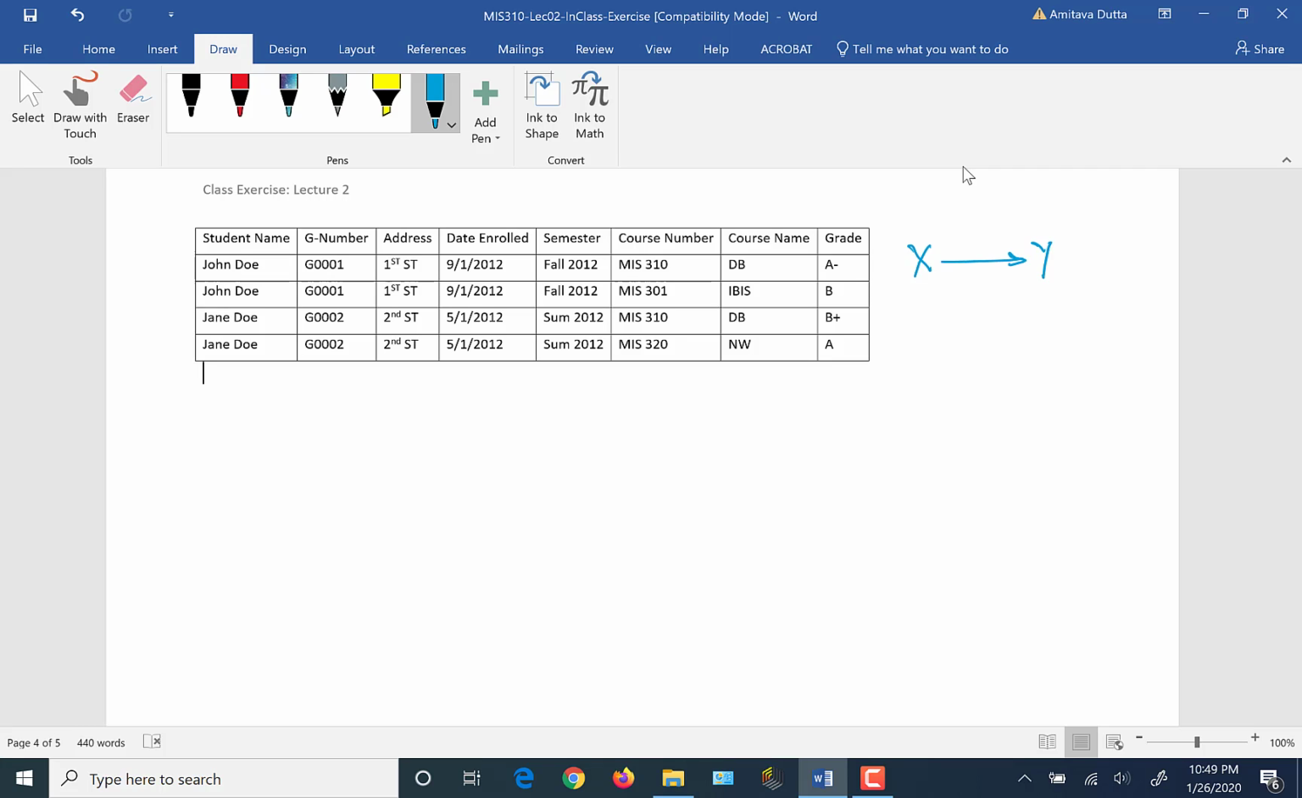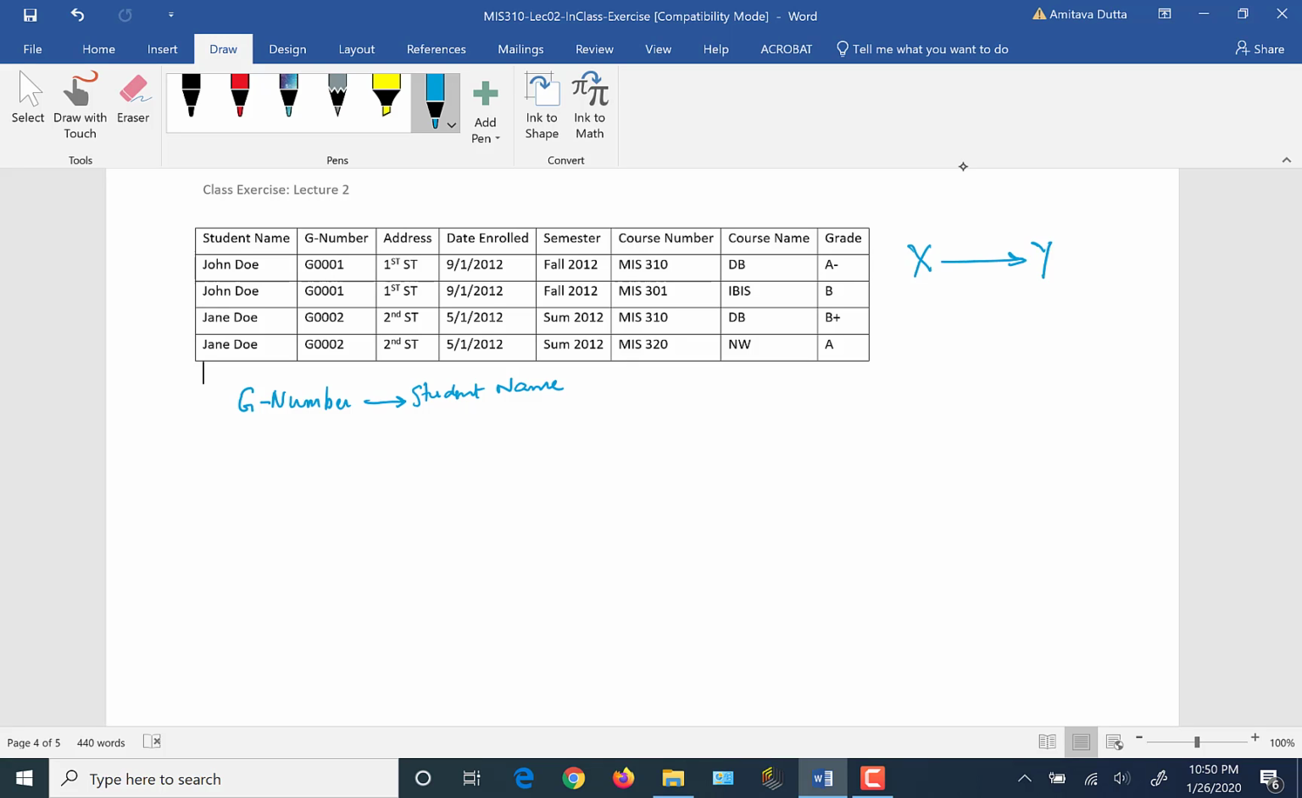Now, the first dependency that comes to mind here is G number determines student name. Okay. Now, if I look at this table, what this means is if I give you one value of G number, you can give me exactly one value of student name, which is true in this case. So if I give you G0001, you would tell me John Doe. If I give you G0002, you would say Jane Doe.